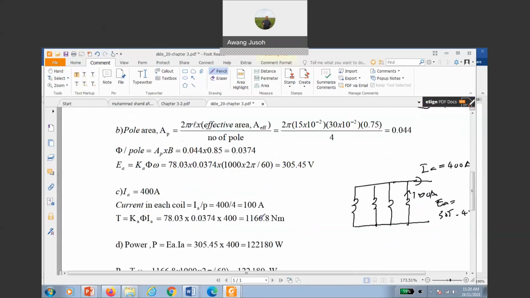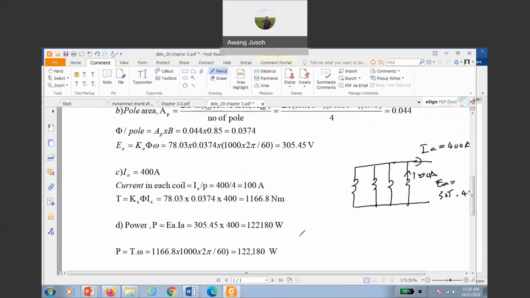Okay, and then they ask us to find the torque. What is the torque developed in this machine? For torque, just use the formula Ka flux Ia. We know Ka, we know the flux already, and we know Ia, which is 400 amps. Then we can find the torque developed by this machine, 1160.8 Newton meter.